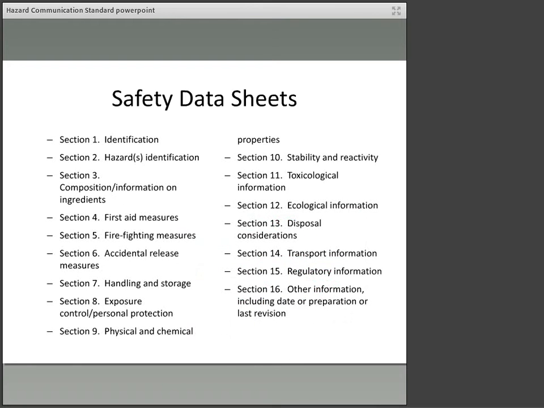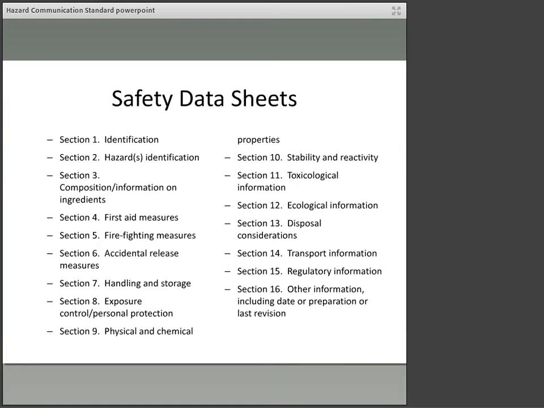Now, here are the 16 sections. If you focus on just sections 1 through 8, you'll see that they contain general information including hazards, composition, safe handling practices, and emergency control measures. This information should be especially helpful for those who need to get the information quickly.